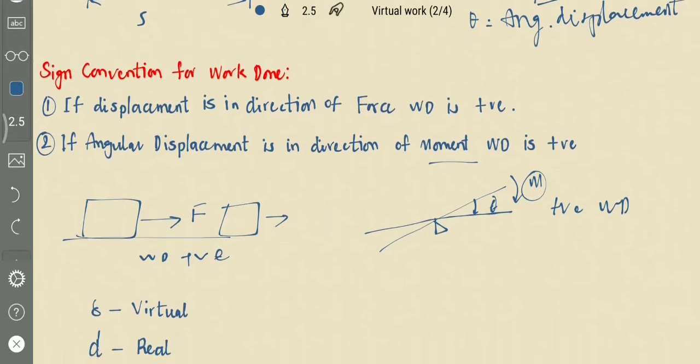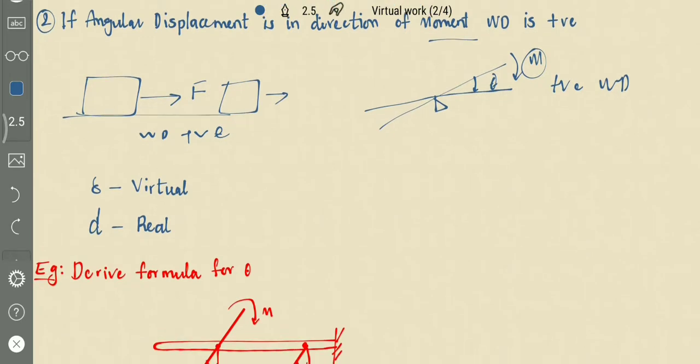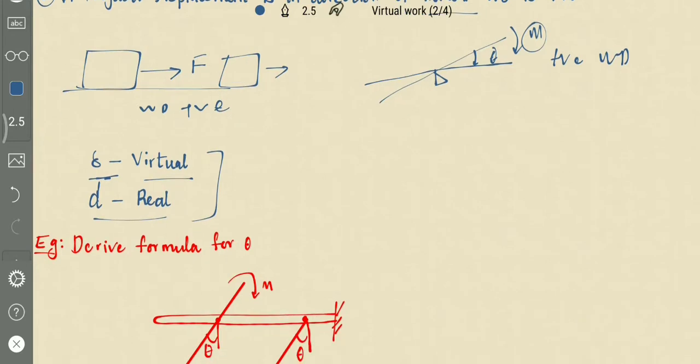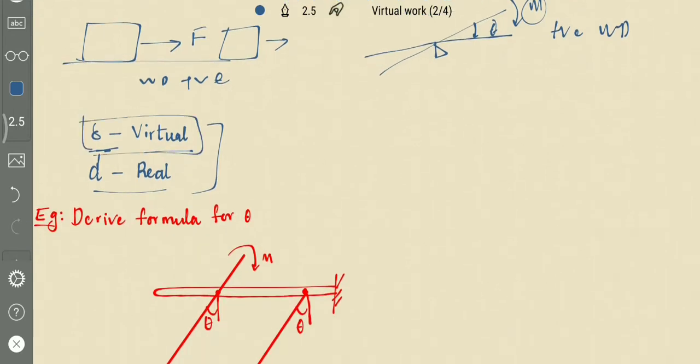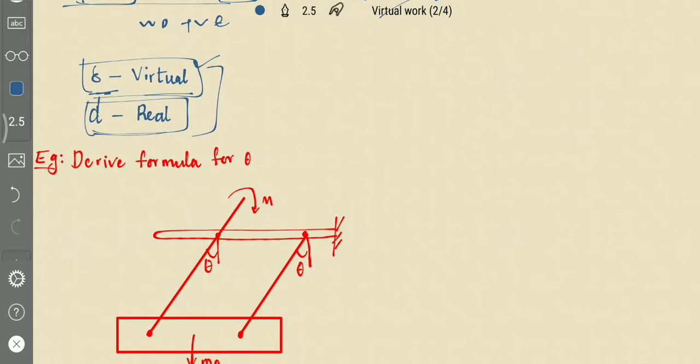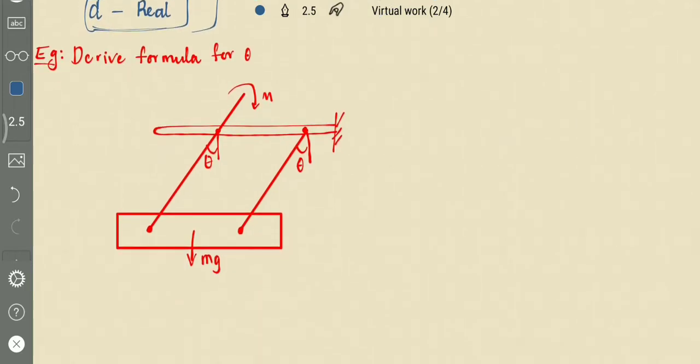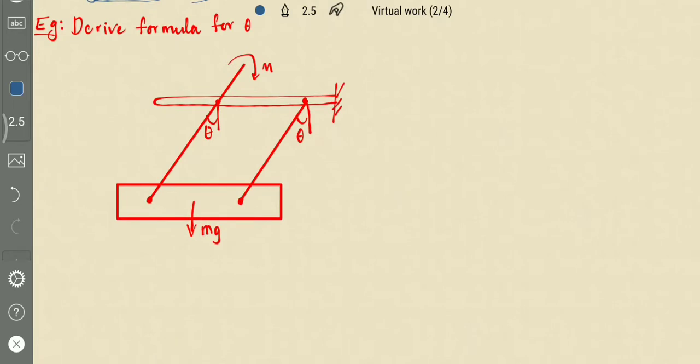It is very important to remember the sign convention. So we use del for virtual and d for real. In this chapter, we use only this because we are not dealing with real displacement. We are dealing only with virtual displacement. So in the GATE exam, formula derivation questions will be asked. So let us see how we apply the work energy principle.